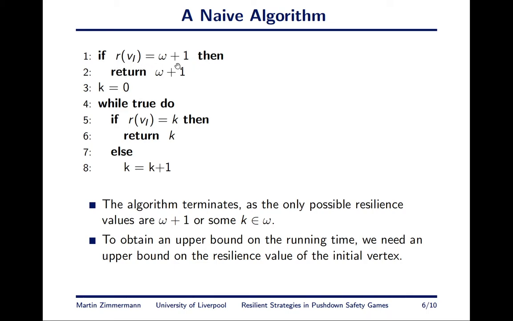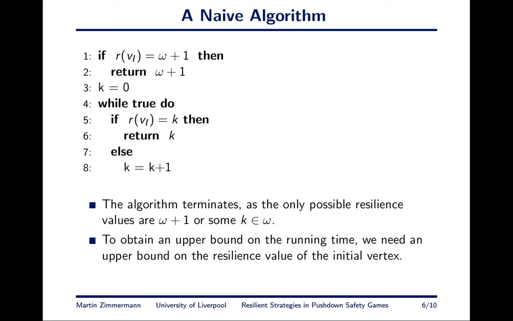So we first check whether it's omega plus 1. This we can do, we have seen. And if it's not omega plus 1, then it has to be some finite value, so we just do exhaustive search. We check for every k whether the value is equal to k. If it is, we return that k, otherwise we increase the k and search again, okay? And we know this algorithm has to terminate, right?